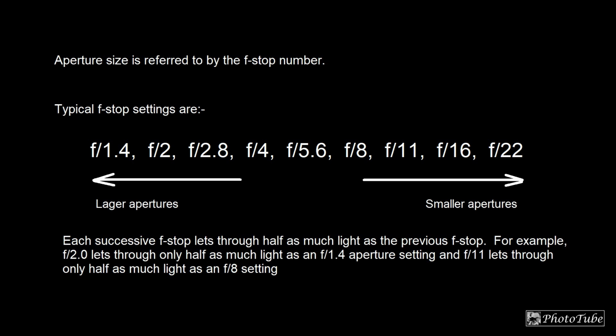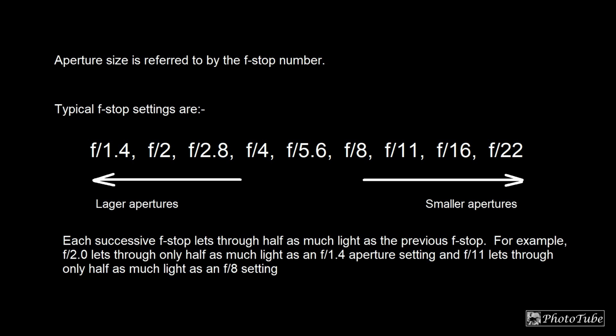The common range of f-stops on lenses are f1.4, f2, f2.8, f4, f5.6, f8, f11, f16 and f22. Each step halves or doubles the light through the lens and is one f-stop of difference. The smaller the number, the larger the aperture. That's a very important point to remember. So f2 is a large aperture, f32 is a very small aperture.